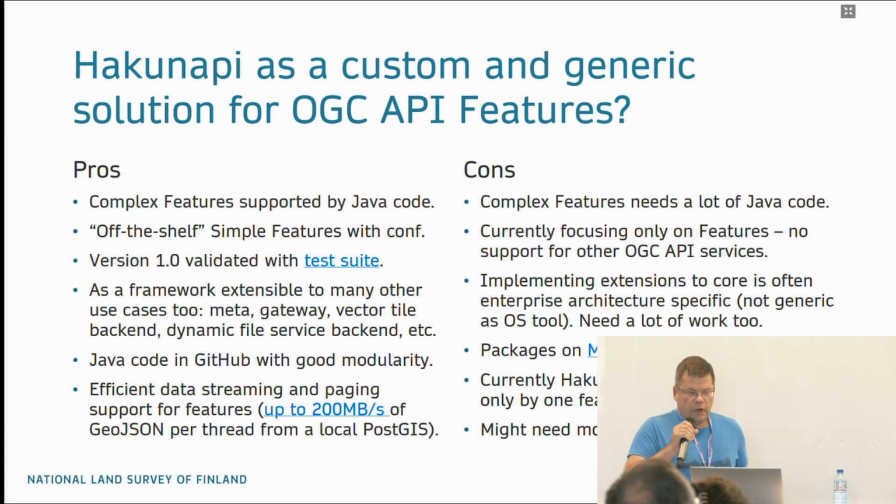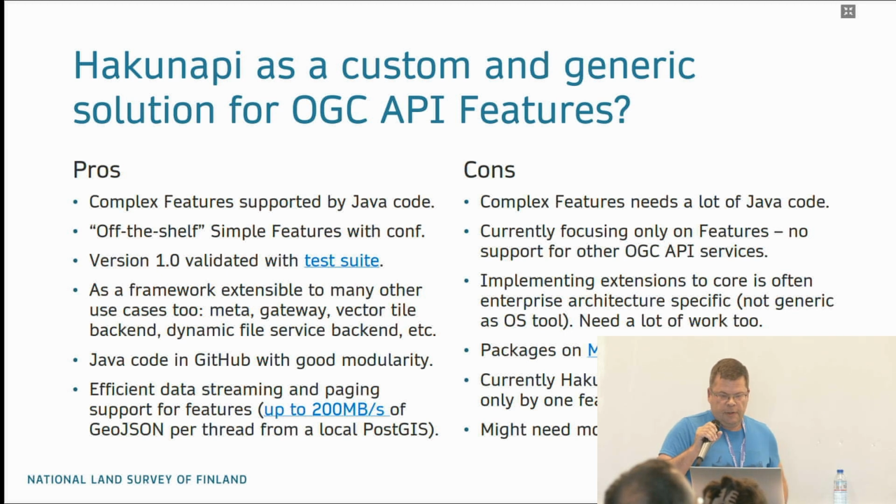Then some pros and cons about this solution. So complex features are supported, but at the same time it needs a lot of custom Java code to implement them. Simple feature application schemas are more easily implemented with an off-the-shelf component solution just by configuration. And this is validated with the OGC test suite.